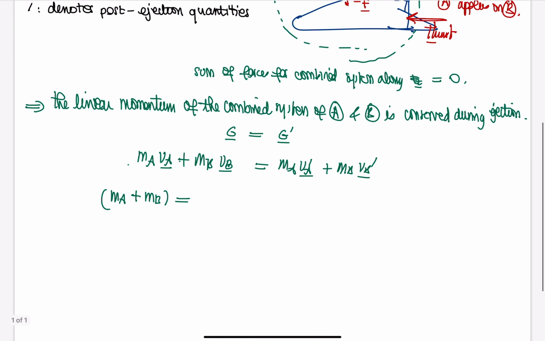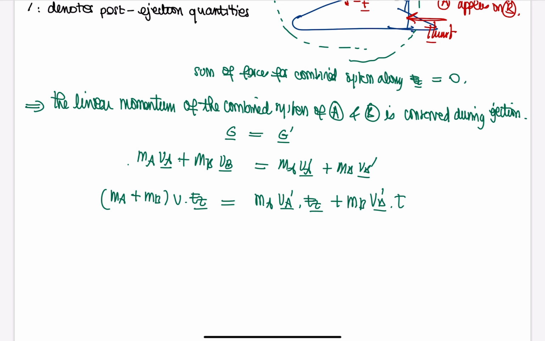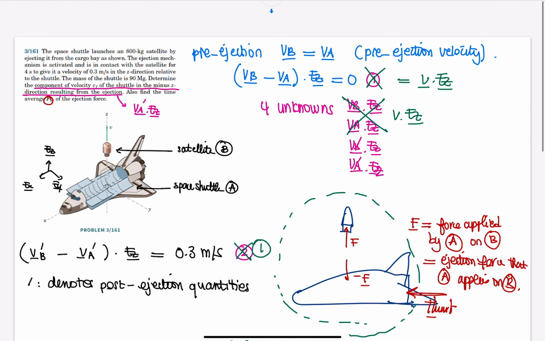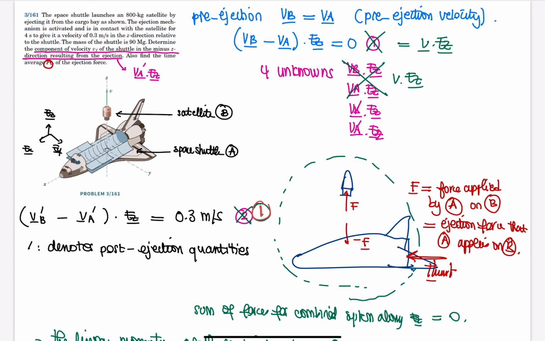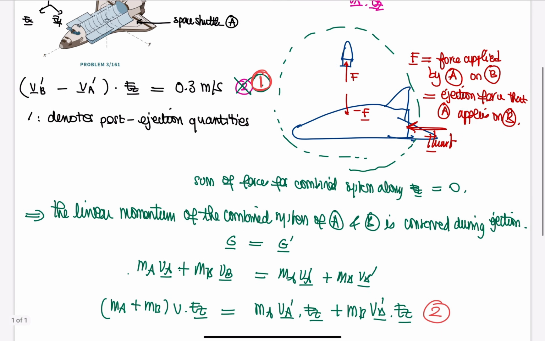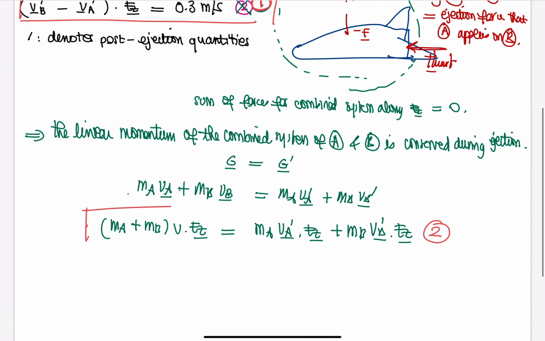Cool. MA, MB, V dot EZ is equal to MA VA prime dot EZ plus MB VB prime dot EZ. So this here, ladies and gentlemen, is our second equation. So we have two equations for three unknowns. Let us see if we can think of any more equations.